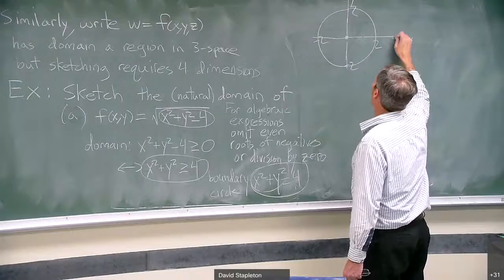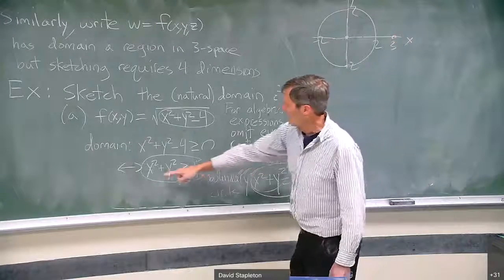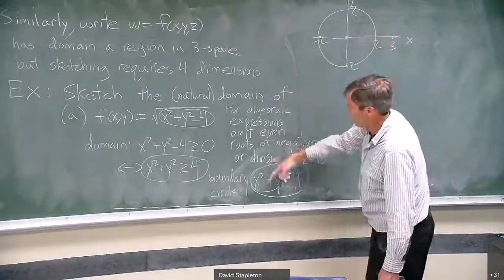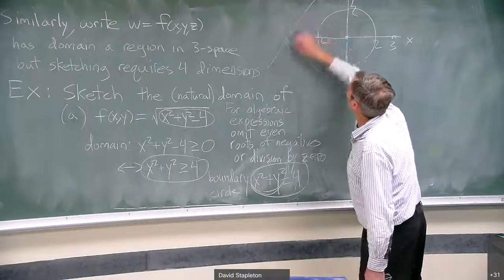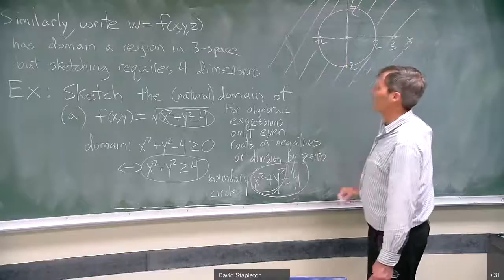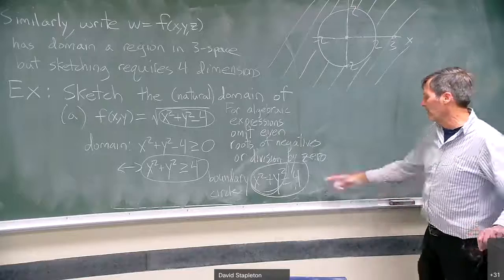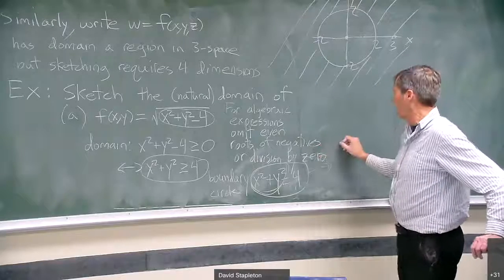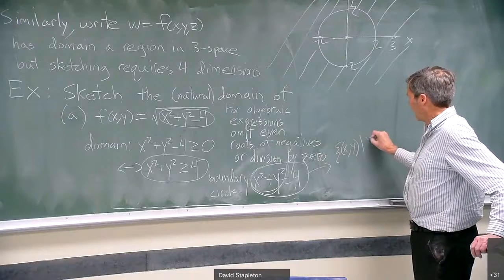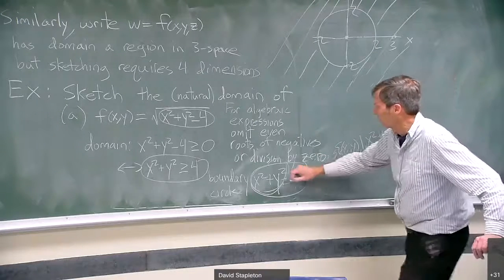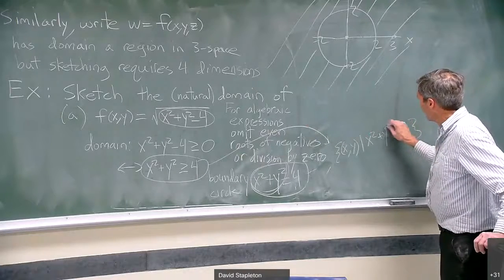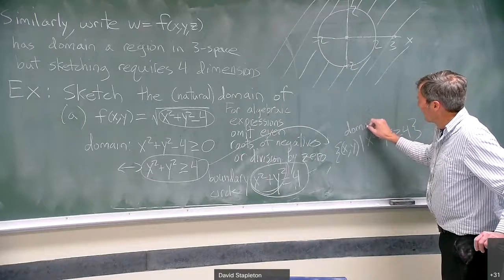Now I try a point outside, say at 3, 0. 3 squared plus 0 squared is greater than or equal to 4. So this point is in the domain. It follows, because the function is continuous, that all points out here are in the domain. So we sketch this region here and say this is the domain of this function. If you want to write set builder notation, you say the set of all x, y, where the bar means such that, x squared plus y squared is greater than or equal to 4. That's the domain written in set builder notation.